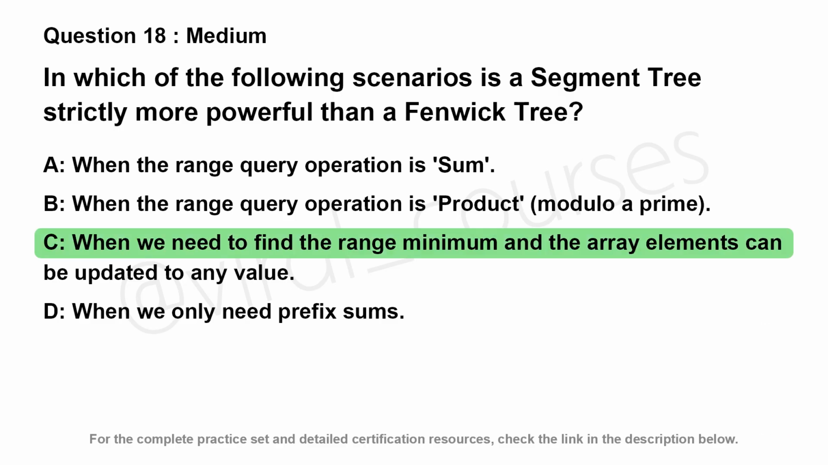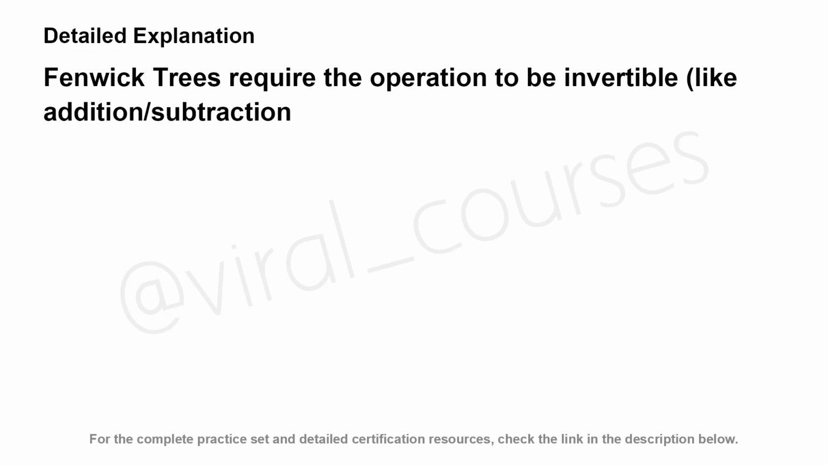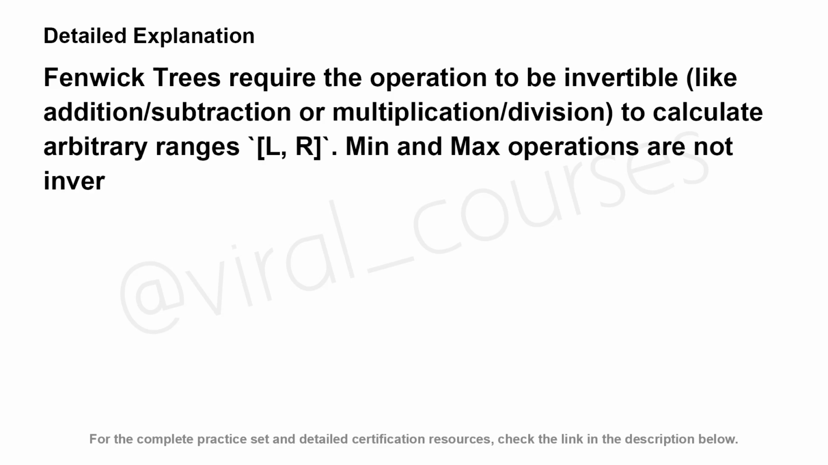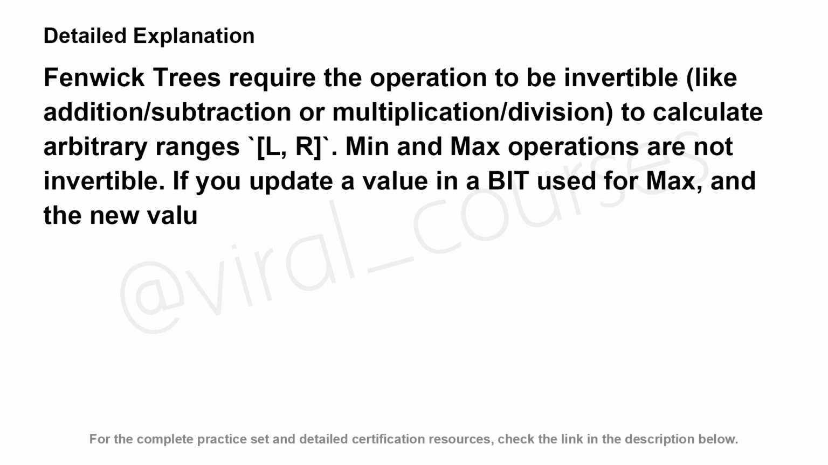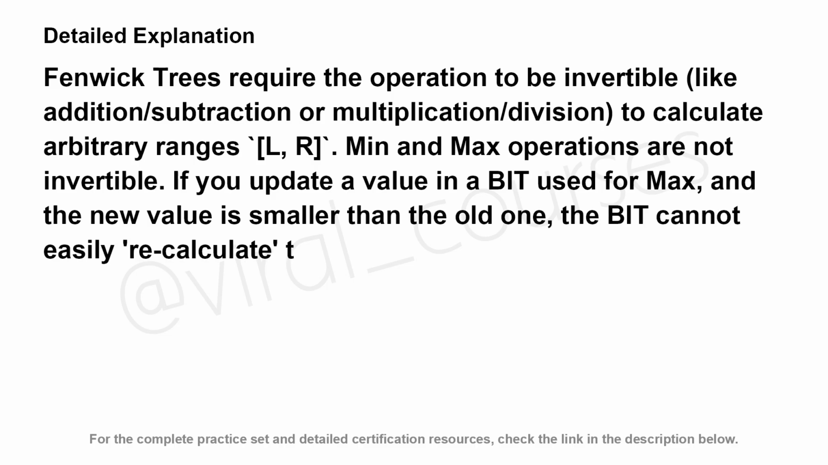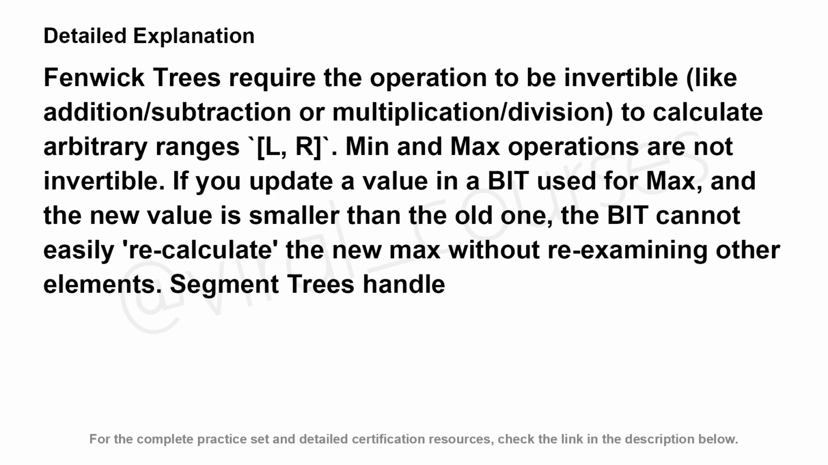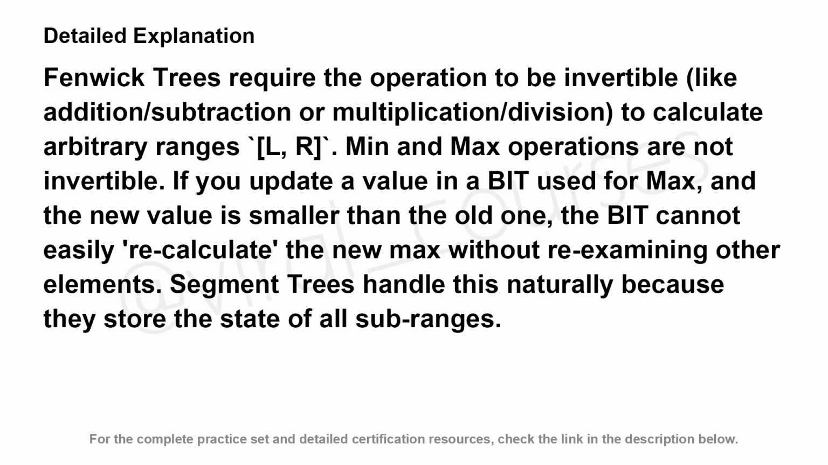The correct answer is C. Fenwick trees require the operation to be invertible, like addition and subtraction, or multiplication and division, to calculate arbitrary ranges [L, R]. Min and max operations are not invertible. If you update a value in a BIT used for max, and the new value is smaller than the old one, the BIT cannot easily recalculate the new max without re-examining other elements. Segment trees handle this naturally because they store the state of all subranges.